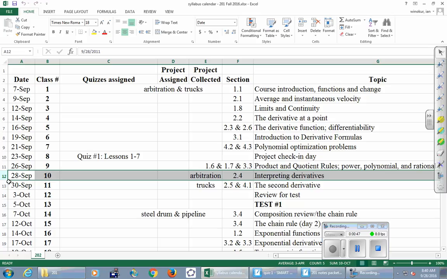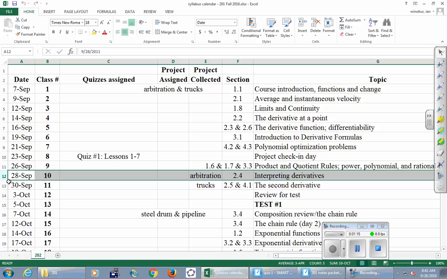Okay. Today we're going to talk about interpreting derivatives. Next class on Friday, the second project is due, trucks. So hopefully we've got good progress made on that one. On Friday, we'll cover one more class of new material, the second derivative. Twice as much fun as the first derivative, which is great, right? And then that's the last day of new material before our test. Monday coming up is our review day for the test.